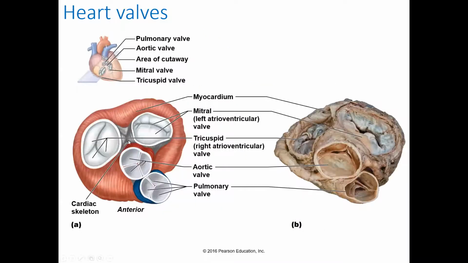And again, here is our mitral valve on the left-hand side. Here is our tricuspid valve on the right-hand side. Here's the aortic semilunar, and here is the pulmonary semilunar. Looking at the heart proper for real, we can see that the semilunar valves have a cup-shaped structure when they come together.